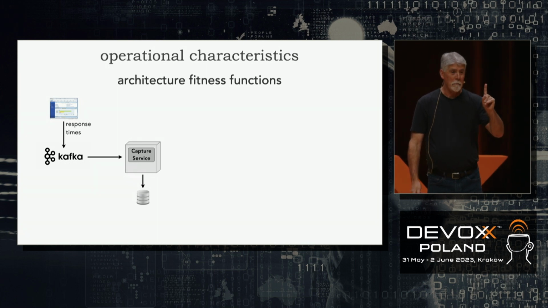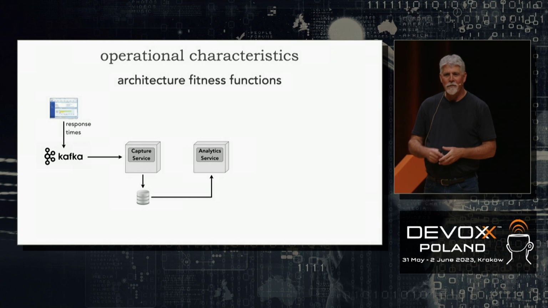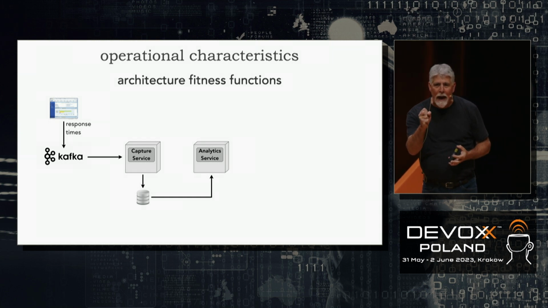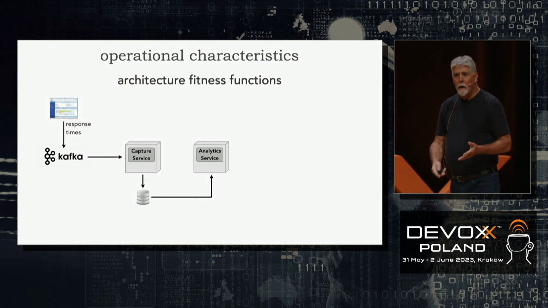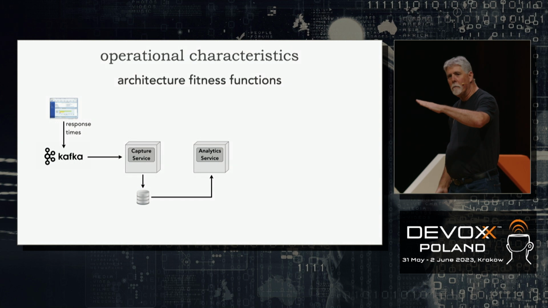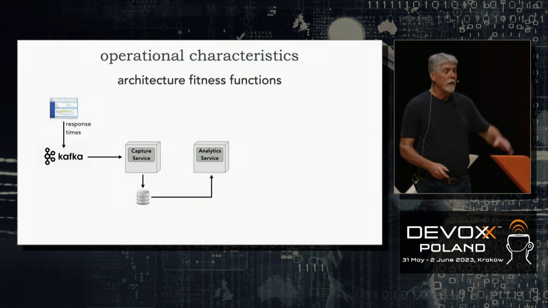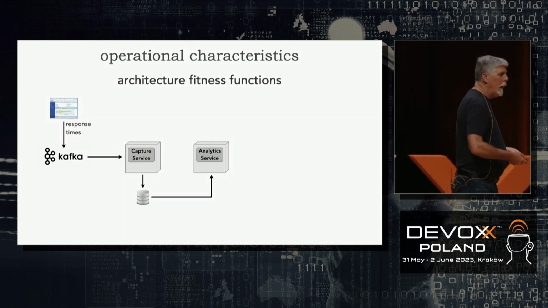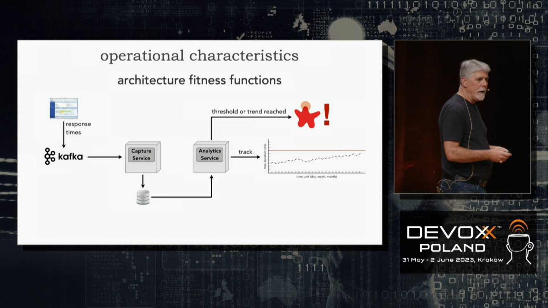Now comes the fun part. Now we write an analytics service. This is really our fitness function. We start measuring either thresholds or trends that are happening in our system. And then if I reach a certain threshold or I reach a certain trend, then in that case, I then notify somebody.